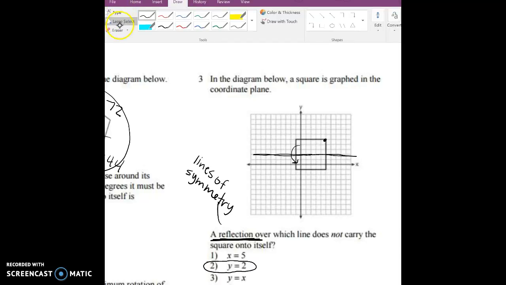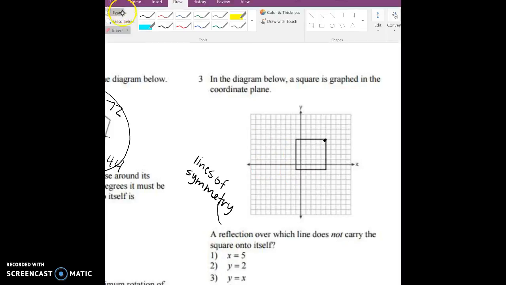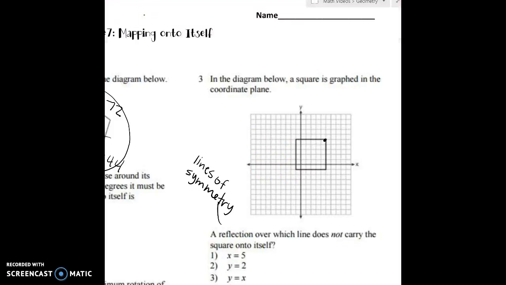Now, if we're looking for the one that doesn't reflect onto itself, then let's take a look at x equals 5. X equals 5 is a vertical line at 1, 2, 3, 4, 5. It's actually the line that it's sitting on. Well, if we reflect over this line, we're going to end up over here, which isn't what we want. So this will not carry it onto itself.